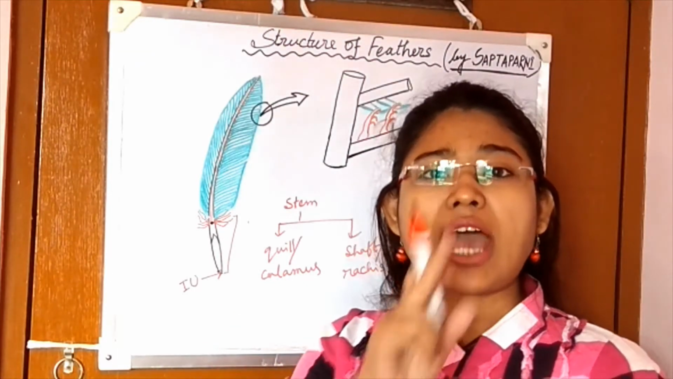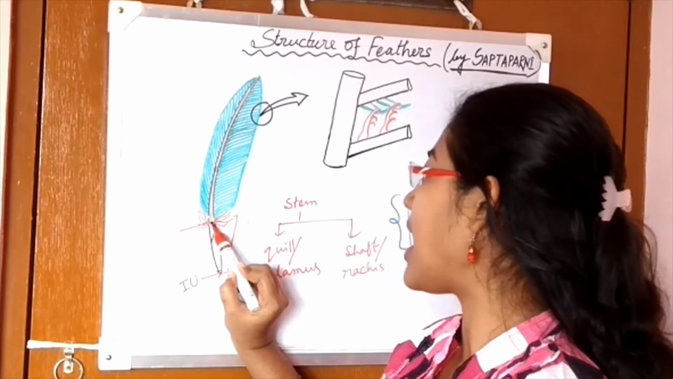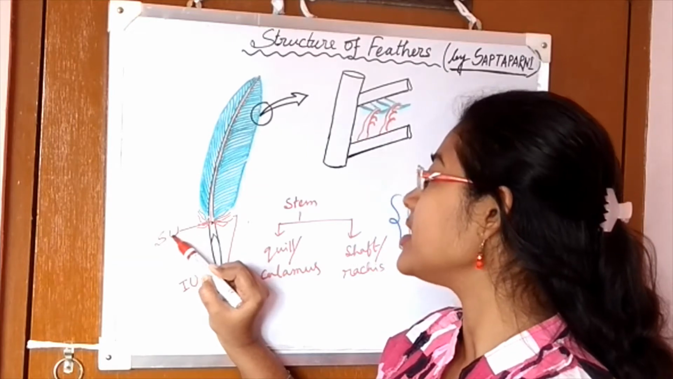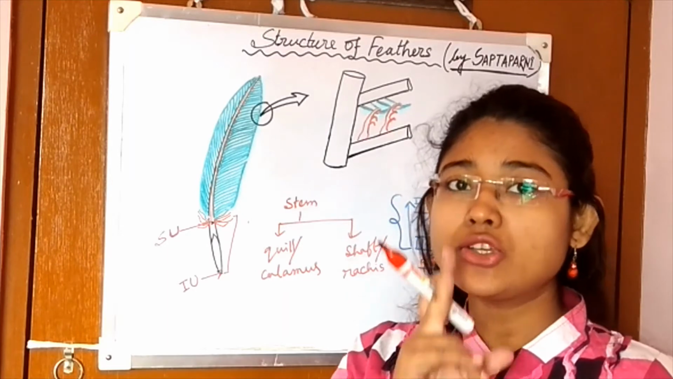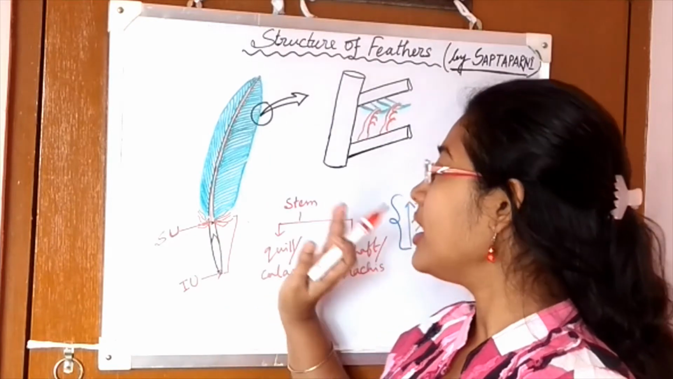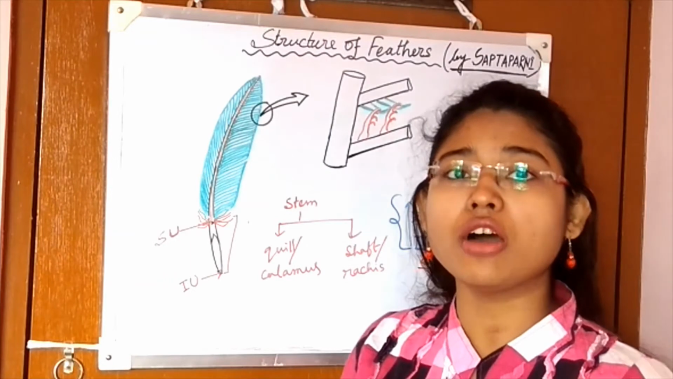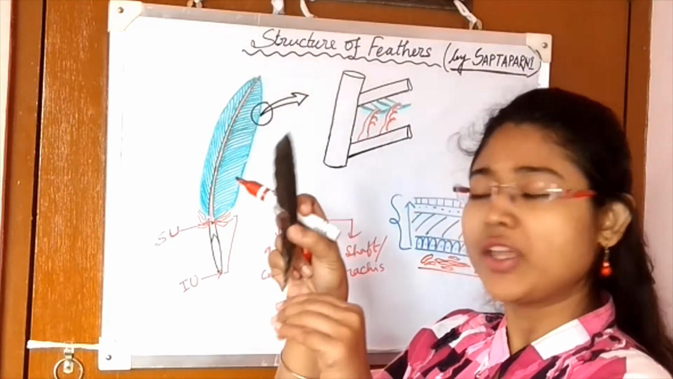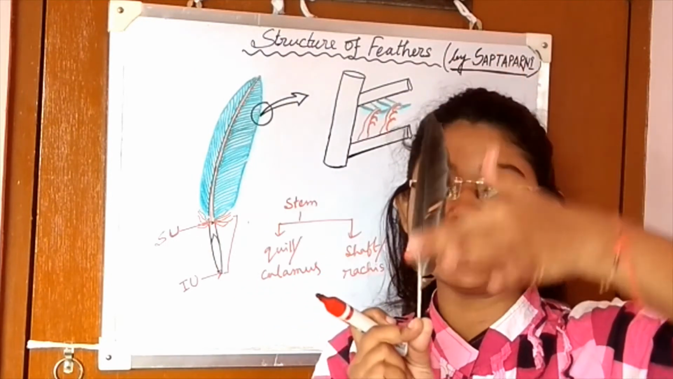And you can also find another umbilicus here. This black portion, this black dot is the superior umbilicus. Okay, this is the superior umbilicus. So, in the calamus, you will find two apertures, the inferior umbilicus and the superior umbilicus. Now see, the structure I have drawn here, it is the ventral portion of a feather. Okay, that means the feather has two surfaces. Okay, this is the dorsal surface and this is the ventral surface.